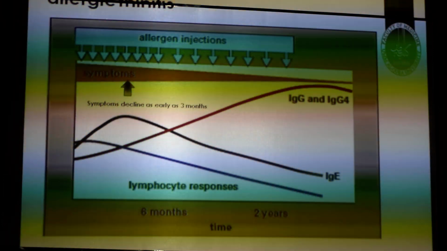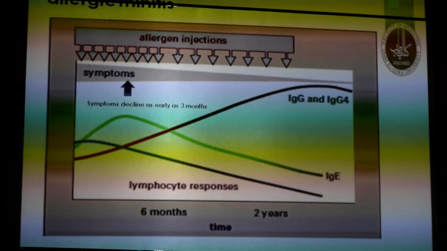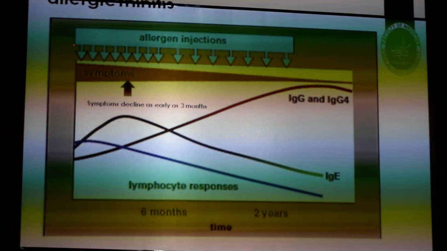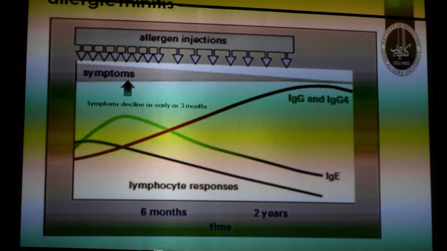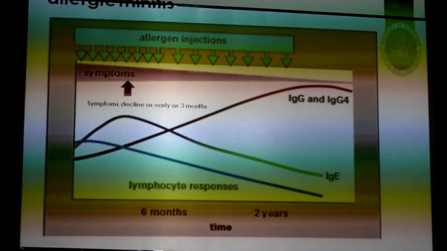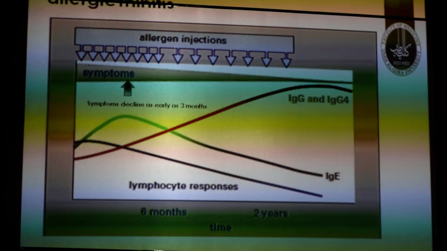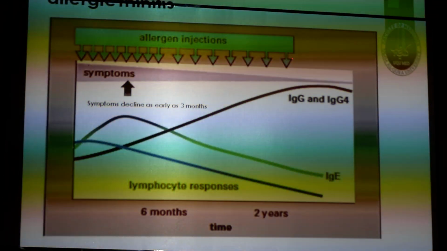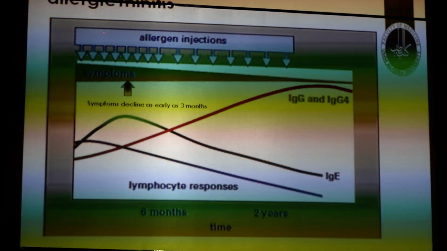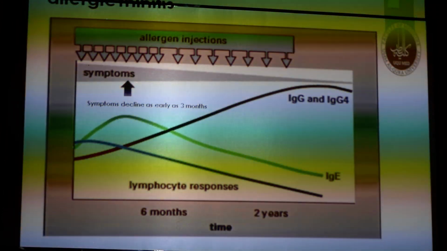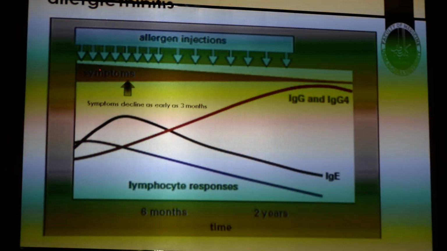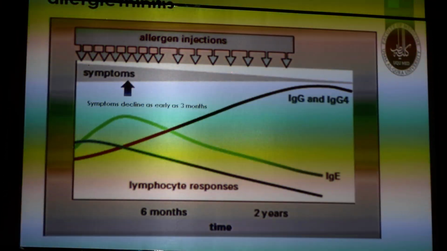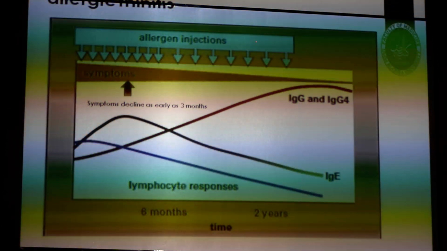So if you look up here, the first thing is the blue line, allergic injection. This is an injection given slowly in the initial phase. There are a lot of injections given, subcutaneous injections. Later on, the space is increased between the injections. Initially you can see the symptoms were quite a lot. Gradually you can see the symptoms reducing over a period of 2 years.